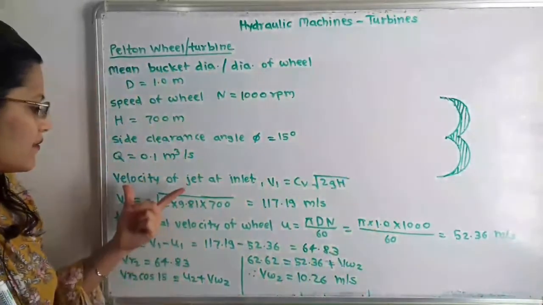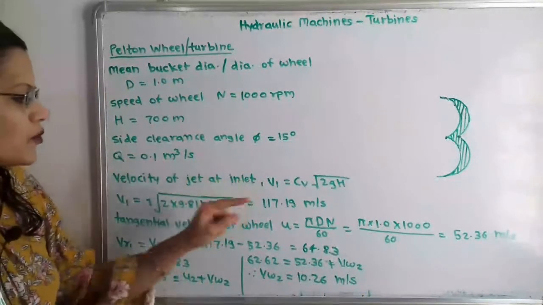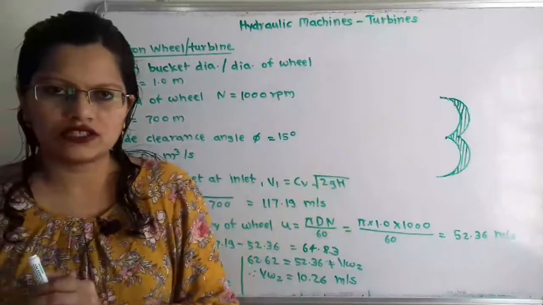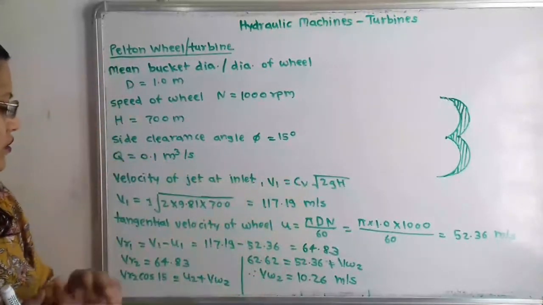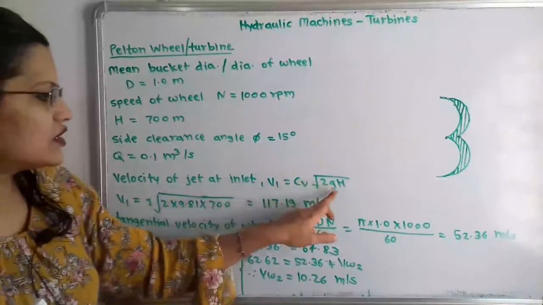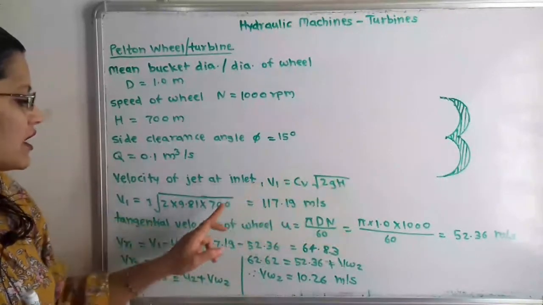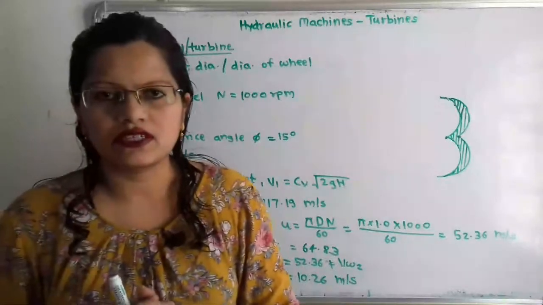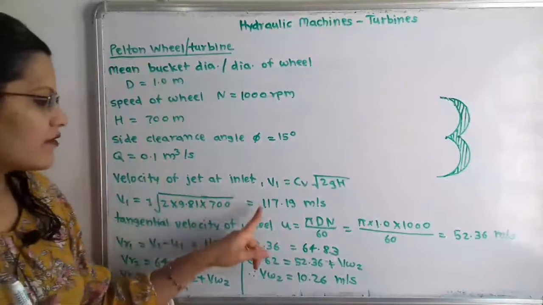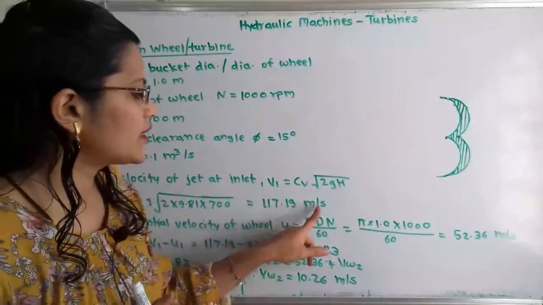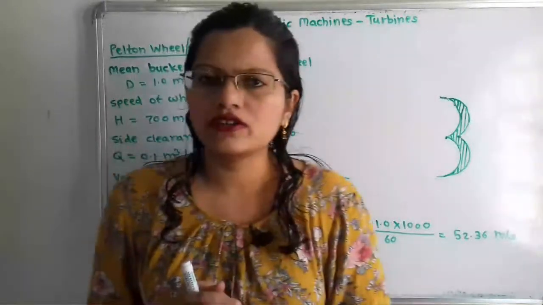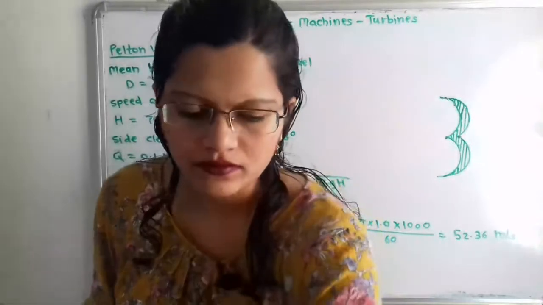So for this V1, what is the formula? So V1 is equal to CV under root of 2GH. So CV, that is the coefficient of velocity, and here we will refer here as a 1, and G 9.81 and H, that is the head, is given 700. So when we calculate this, we will get the answer V1 is equal to 117.19 meter per second. So we will plot here the velocity of jet V1.